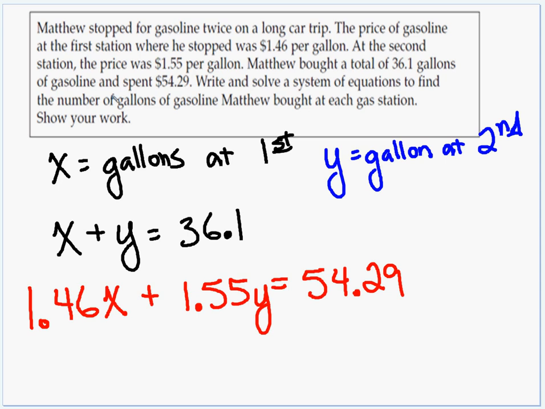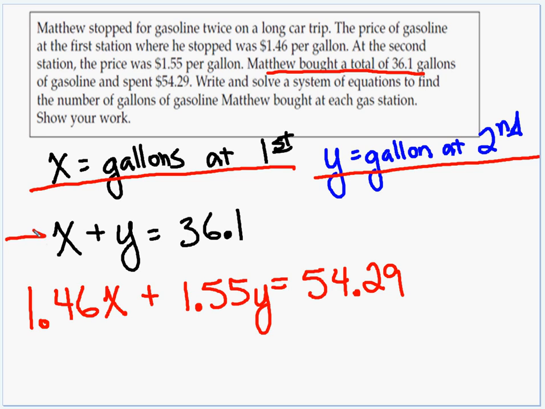And if you read through this one here, we have to assign our variables. I said x is the number of gallons from the first gas station. Y will be the number of gallons from the second gas station. Well, usually one of our equations will be the total, in this case, of gallons. So it says in the setup to the problem, Matthew bought a total of 36.1 gallons. So that is this black inked equation. X plus y is 36.1. That's gallons at the first station plus gallons at the second is total gallons.